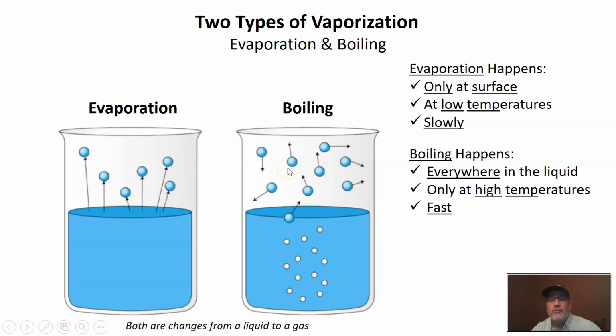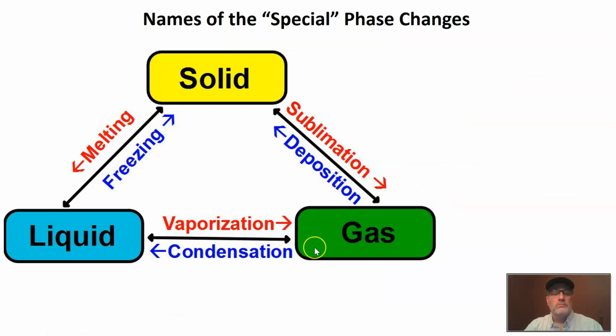When we compare that to boiling, we're going to find that boiling happens everywhere within the liquid. And this is because this is happening at a high temperature. This takes a lot of heat energy to make boiling happen. So as a result, because of that higher temperature, boiling also happens very fast. Okay, so two types of vaporization. We have evaporation, which is a slow kind that can happen at low temperatures, and we have boiling, which is a fast kind that can happen at high temperature.